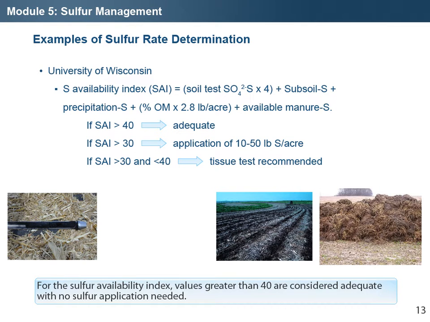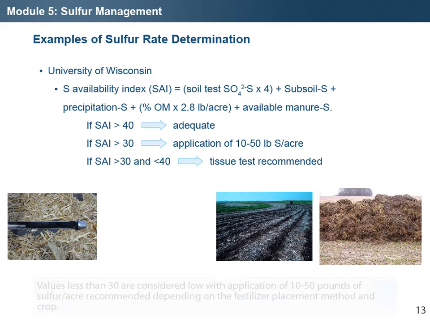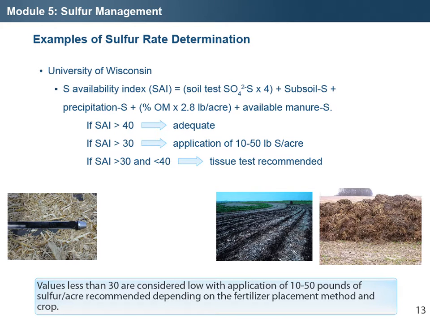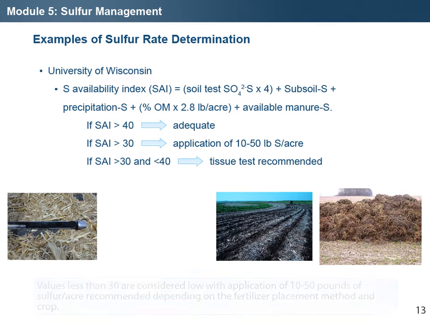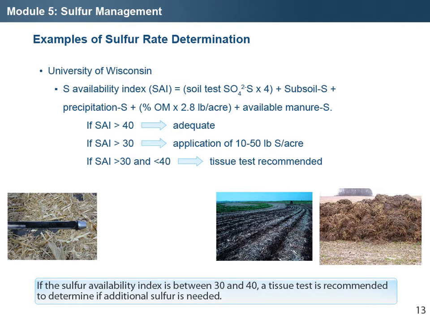For the sulfur availability index, values greater than 40 are considered adequate with no sulfur application needed. Values less than 30 are considered low with application of 10 to 50 pounds of sulfur per acre recommended, depending on the fertilizer placement method and crop. If the sulfur availability index is between 30 and 40, a tissue test is recommended to determine if additional sulfur is needed.